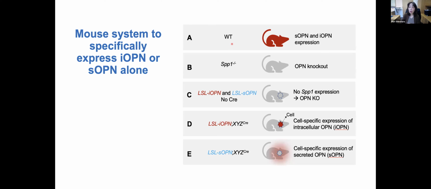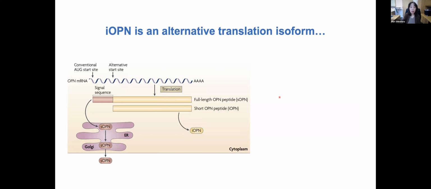And then we also have wild type. In wild type, of course, it's global, so the cells which can express OPN can just express it. And then knockout is total knockout. And this is a control for D and E. Without Cre, there is really no expression of OPN. And I'm going to explain a little bit about this system.